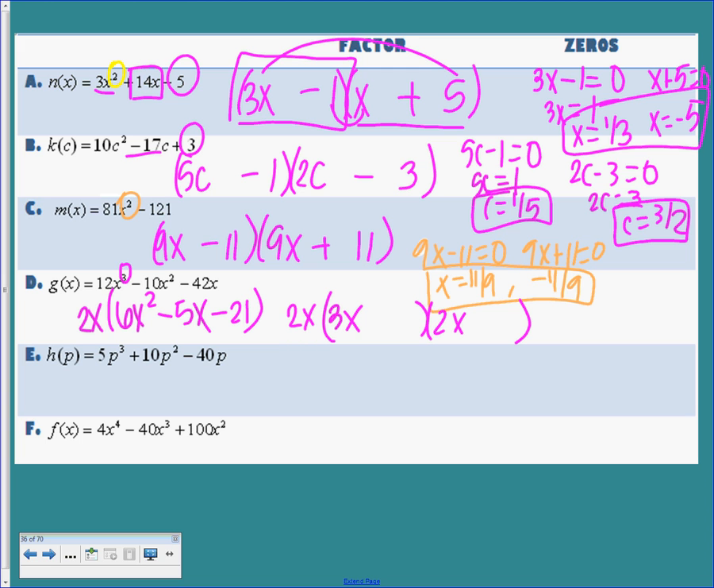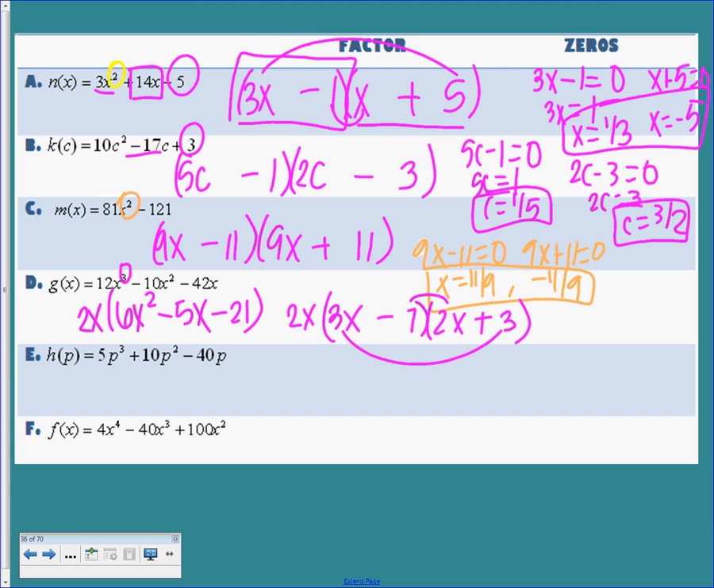And then 21 will be 7 and 3. And I'm trying to get to 5. So let's try 7 and 3. The outsides give me 9 and the insides give me negative 14. So that will work if my 14 is negative and my 9 is positive.